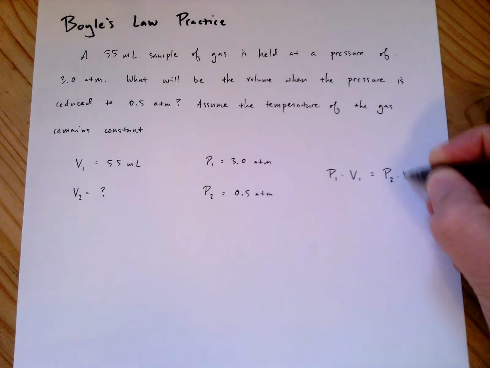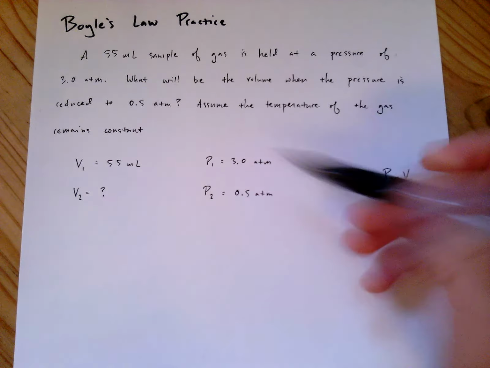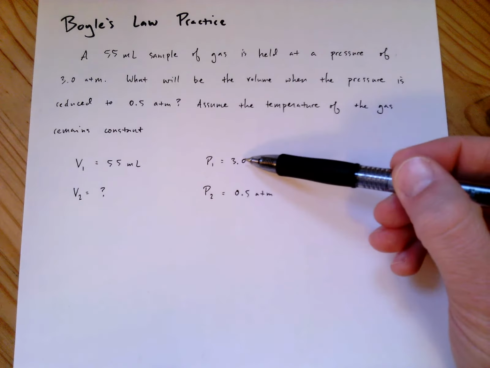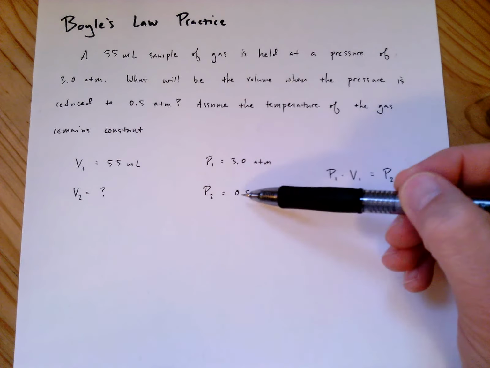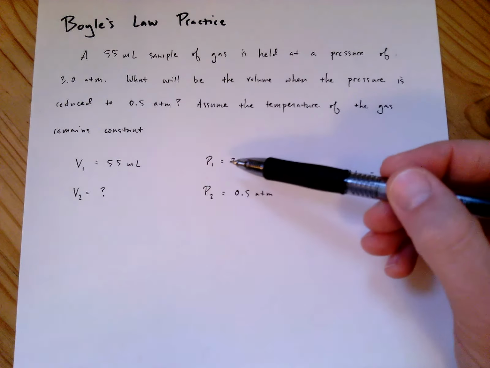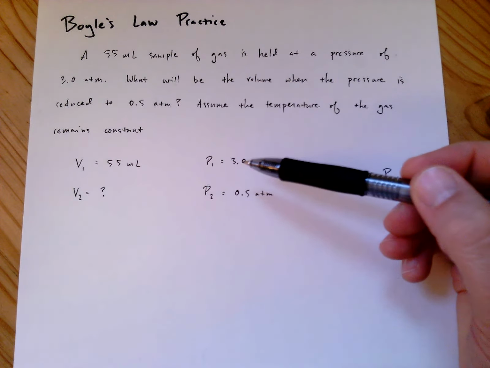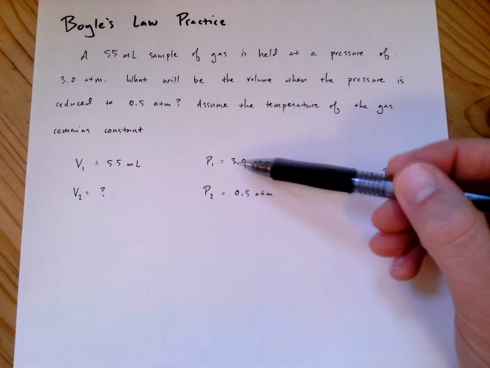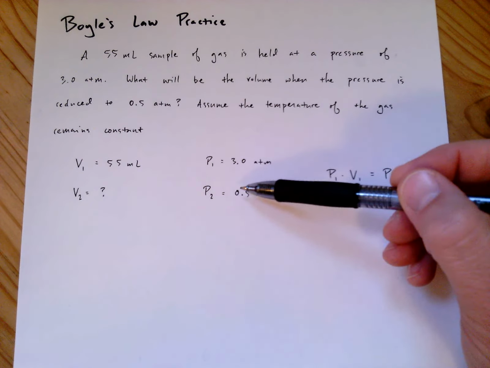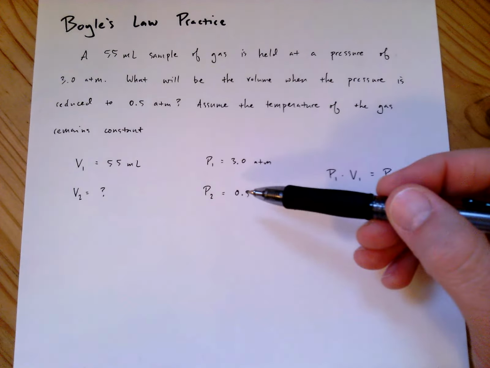Before we do any math, anything else, let's make a quick prediction. We are decreasing our pressure, right? Our pressure is going from 3 atmospheres to half an atmosphere. And what does Boyle's law say? It says pressure and volume are inversely proportional. So if I am decreasing the pressure, inversely proportional means that the volume will increase.